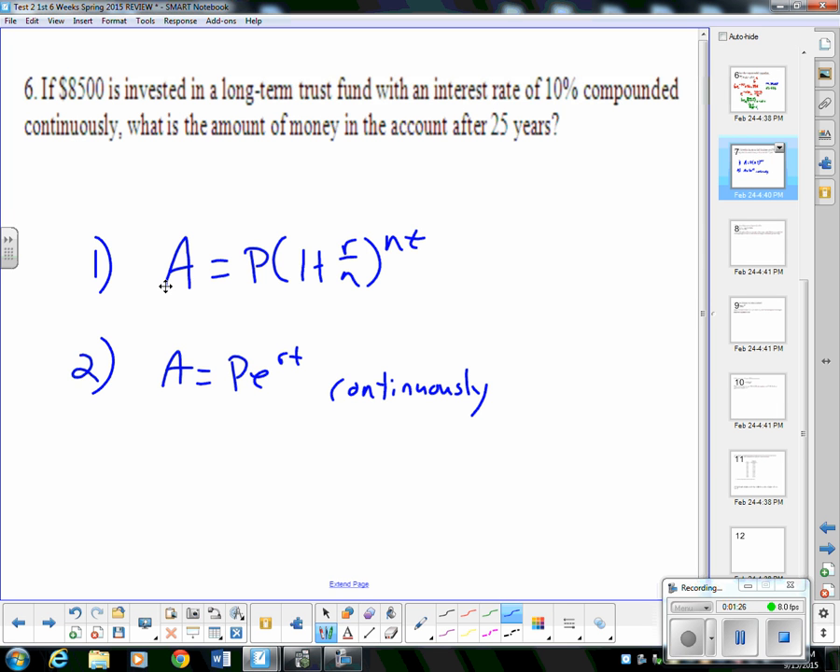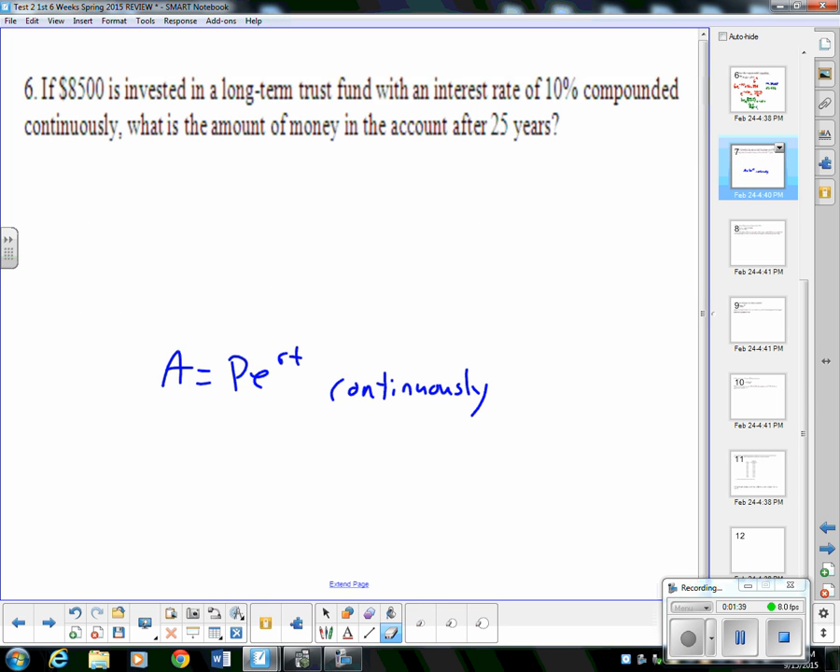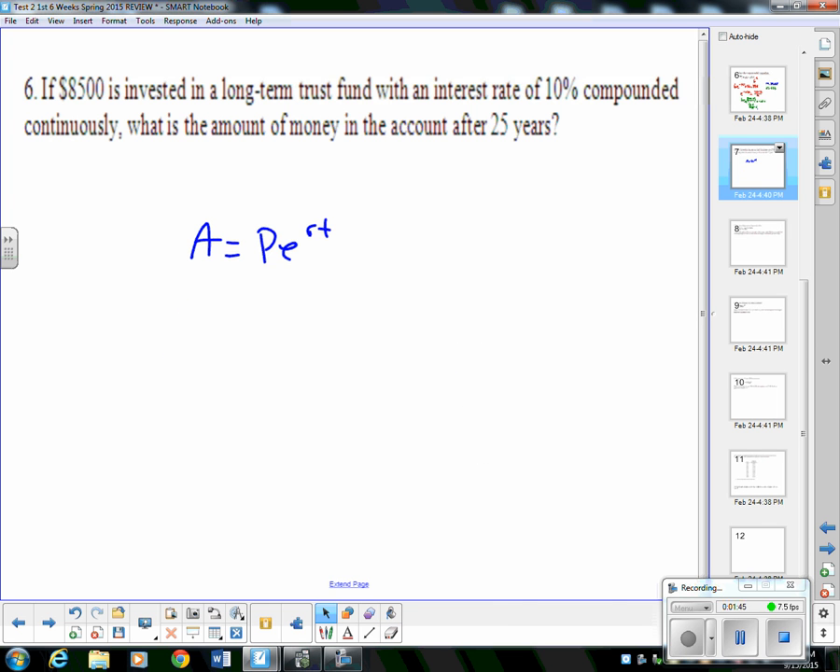And are you going to ever have to guess if it's compounded continuously? No, it will say it in the problem. And if we read this problem up here, it does say it's compounded continuously. Therefore, we're not going to use this top expression. We're going to use this bottom one here. So now we have A is equal to PE to the RT. So now all we have to do is figure out what it is we want to find and how to plug the numbers in. So the question says, what is the amount of money in the account after 25 years?